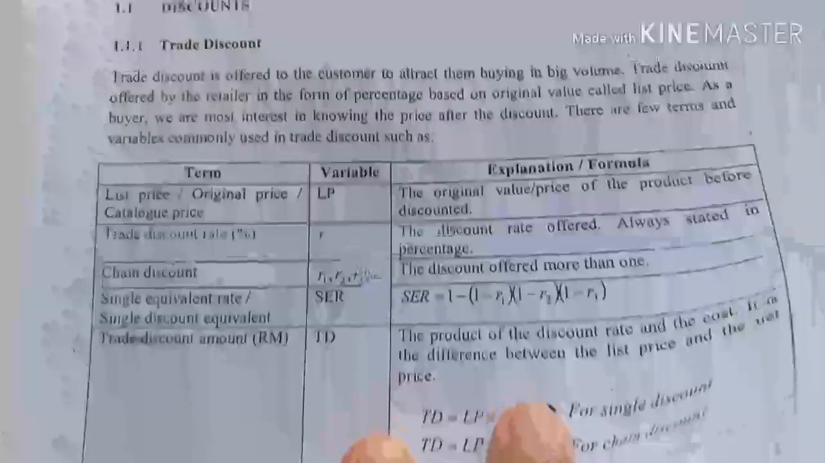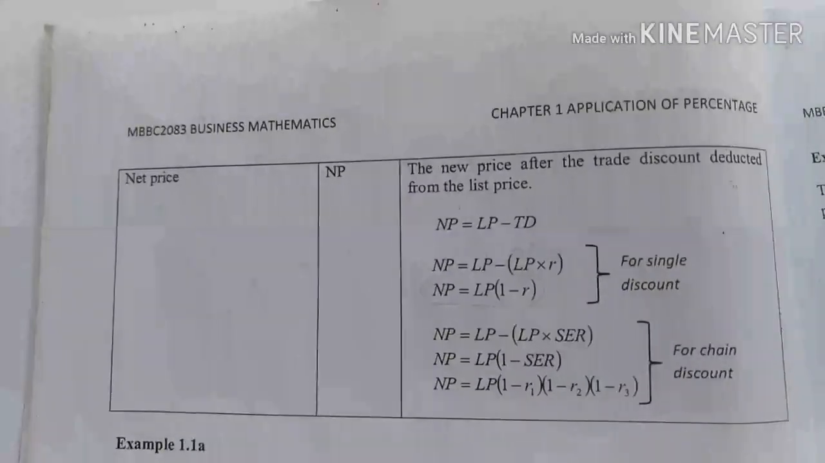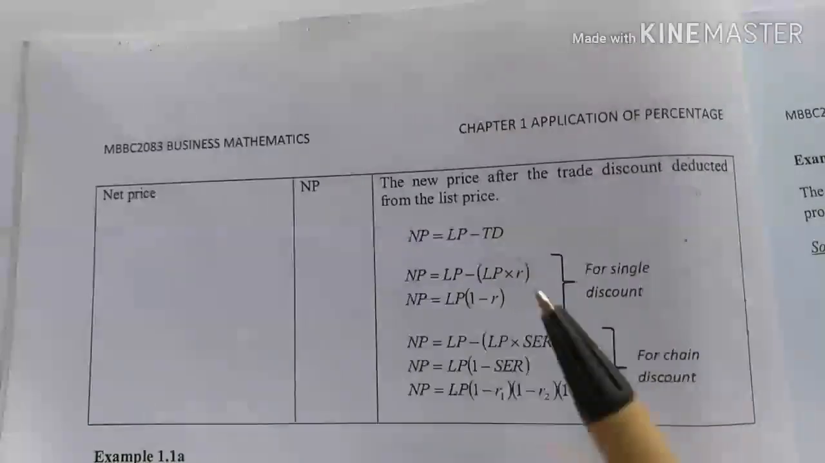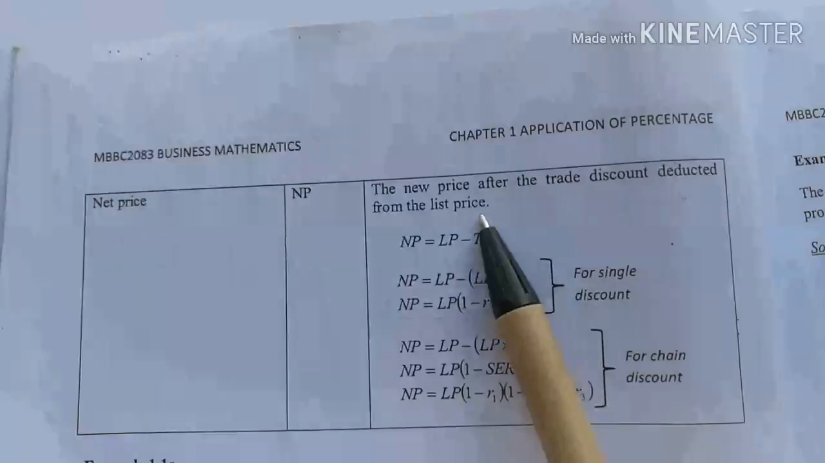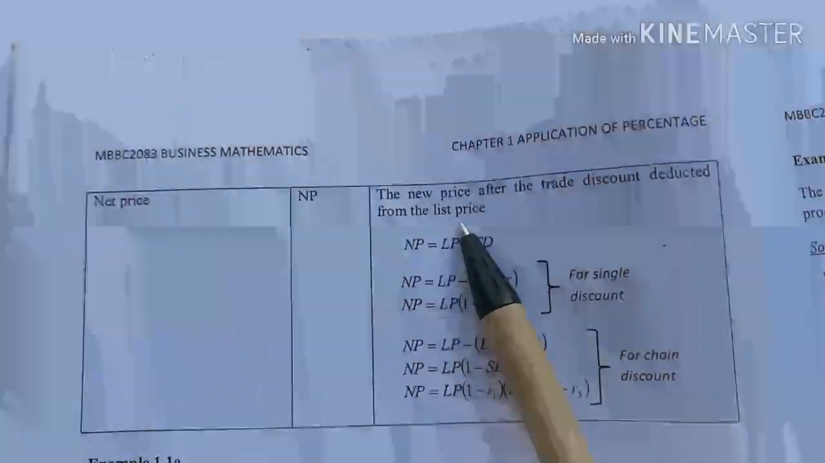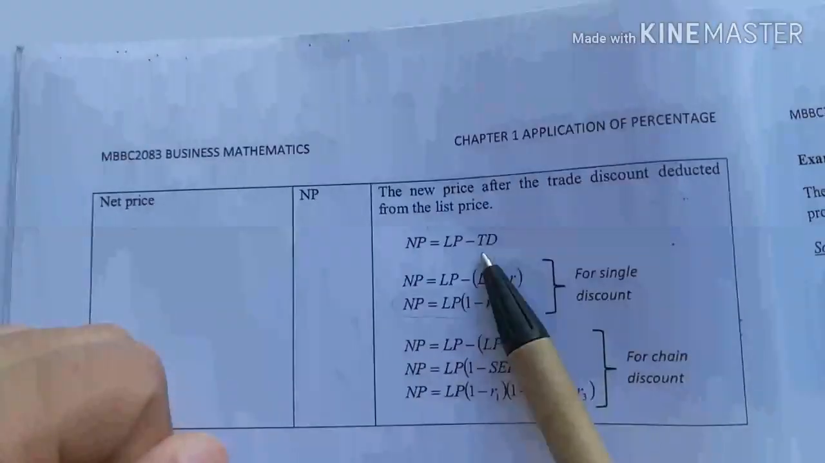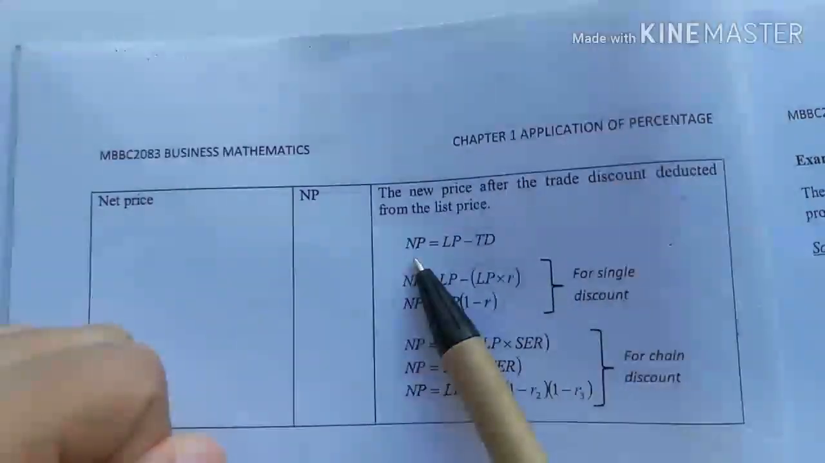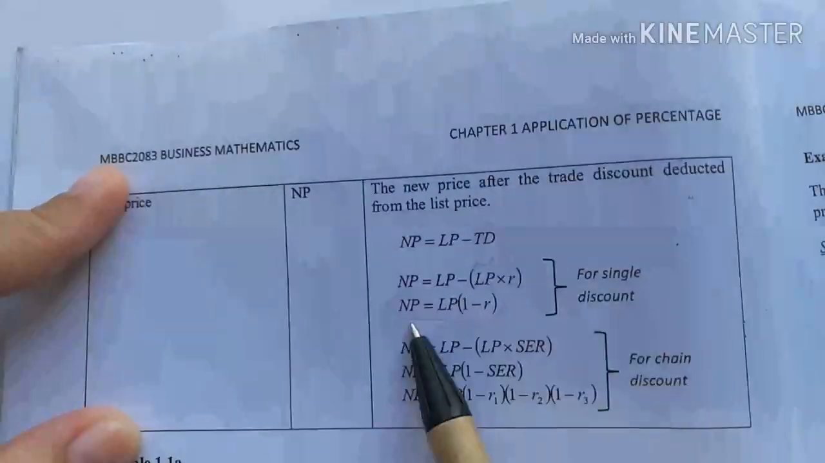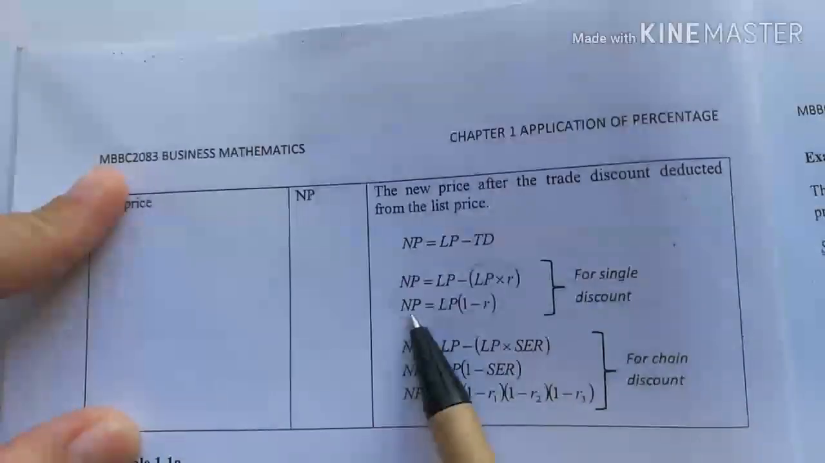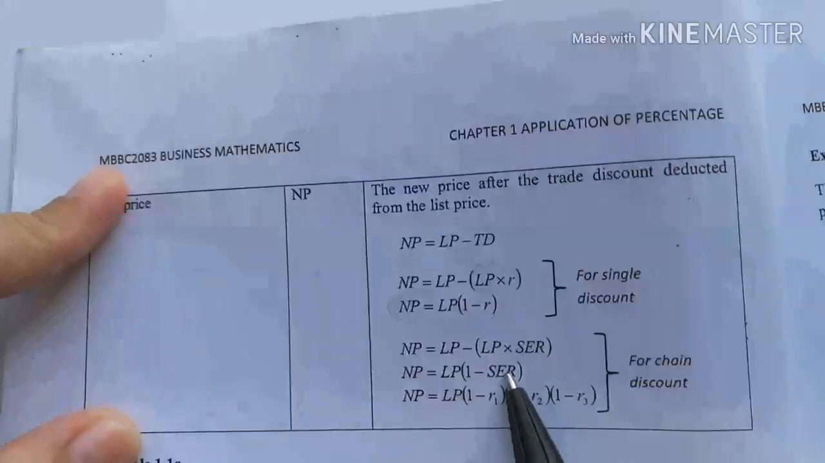And the last term, we have the price after the discount, which is the net price. Okay, the net price is the new price after the trade discount is deducted from the list price. So if you know the original price of the item and the discount offered, you can simply deduct the two amounts to find the net price, which is the price after the discount. Other than that, for the single discount, we can use this formula, which is NP equals LP times 1 minus R. Or for a chain discount, we have two options.